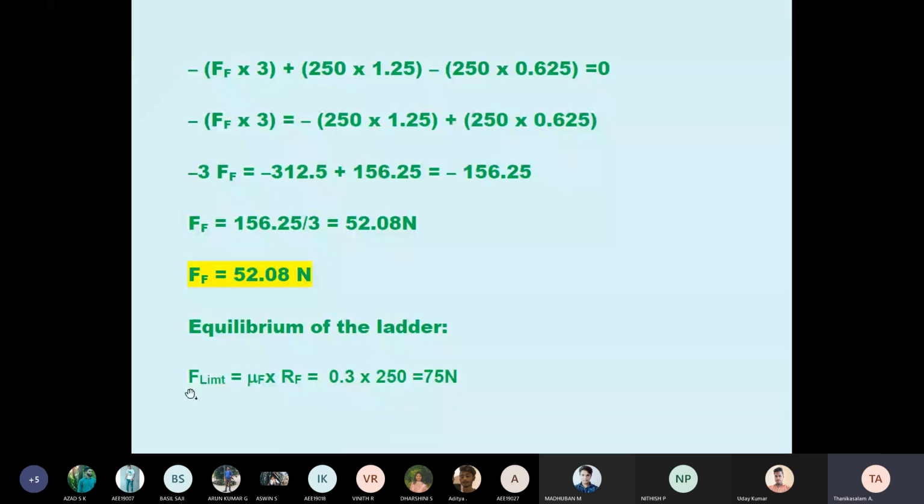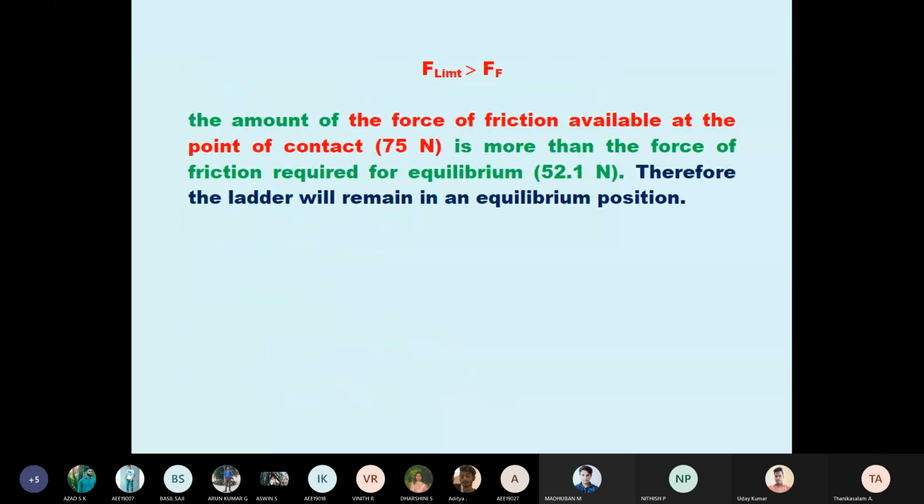What is the maximum friction? 75. Students, the maximum available friction is 75, but our actual friction involved is 52. Definitely the body is not going to start, because the available friction is 75, but our actual condition friction is 52. See here, F limit greater than FF. That is, the amount of the force of friction available at the point of contact, 75, is more than the force required for equilibrium. Therefore, the ladder will remain in equilibrium.